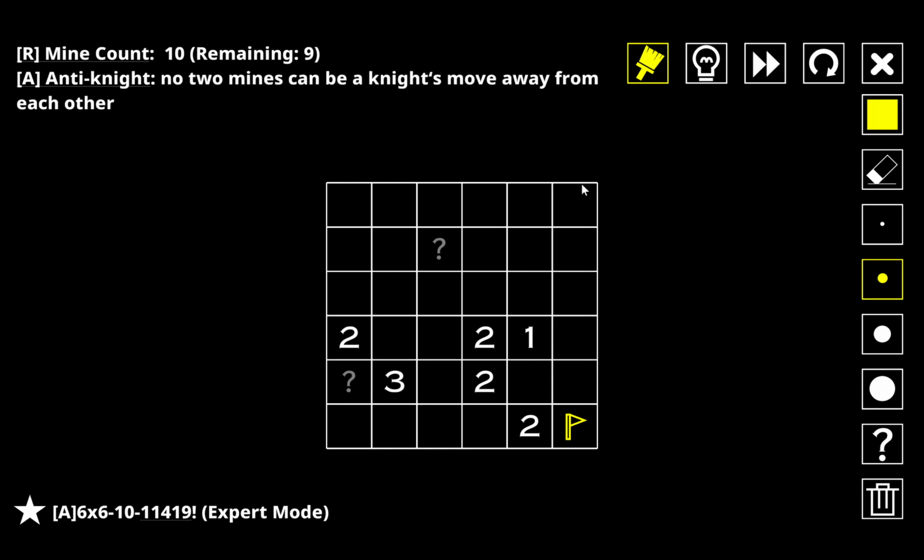I guess I'm not sure what else I can really look for currently. I guess we can consider what happens if these 2 are a mine. This might run into problems, I feel like, with putting mines around the 2.